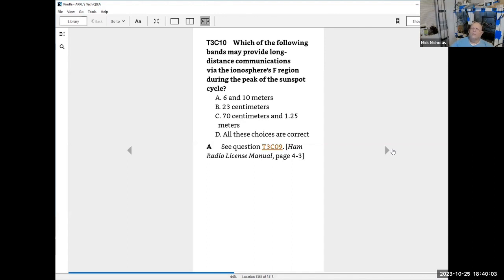The answer here to this question is, well, during the peak of the sunspot cycle, and we're approaching it now, I think. We won't know if we're at the peak till after it's over with. There's really very little effect of the F region on anything above 6 meters. The F region will affect and reflect back to Earth 10 meters.